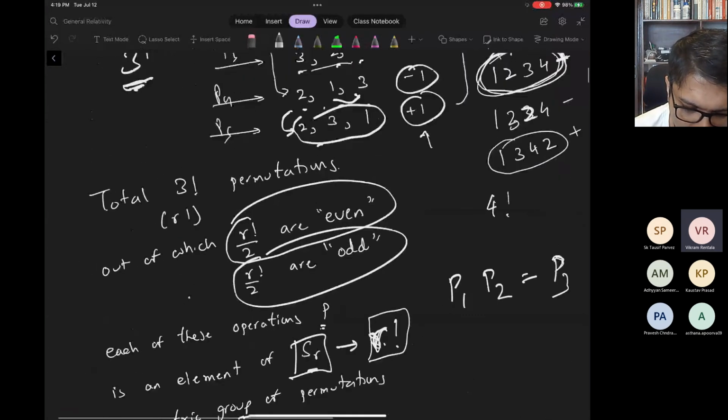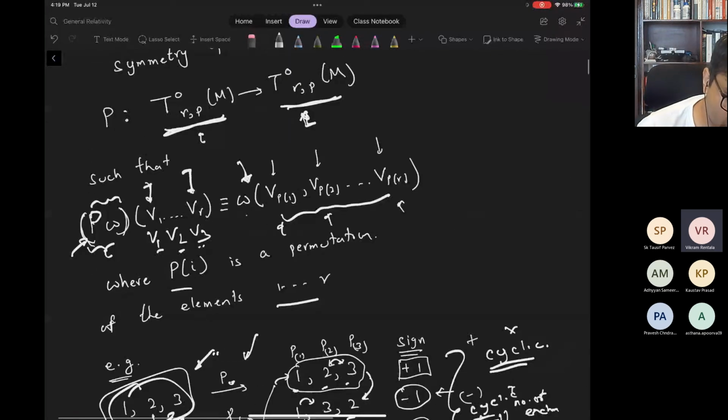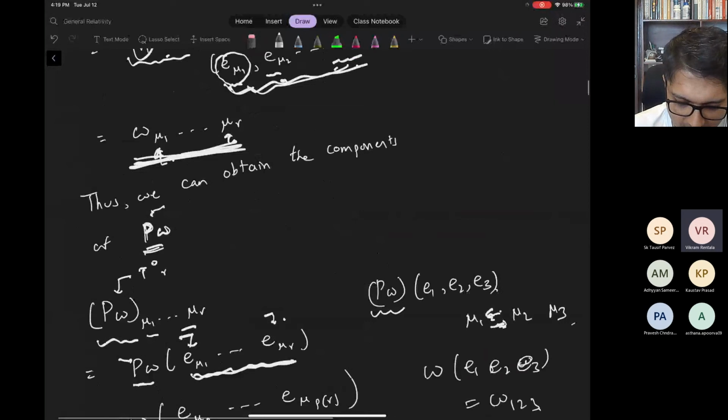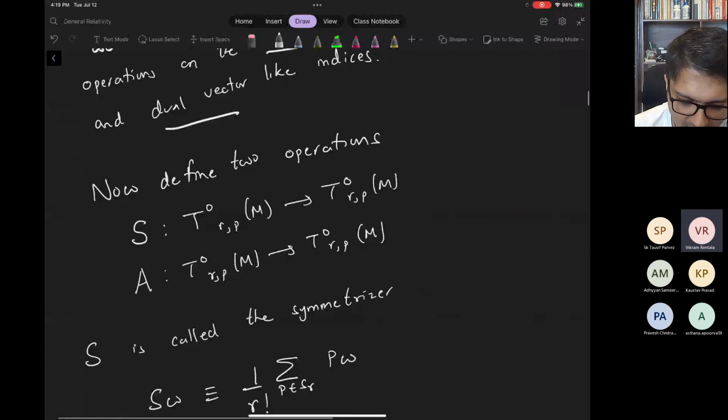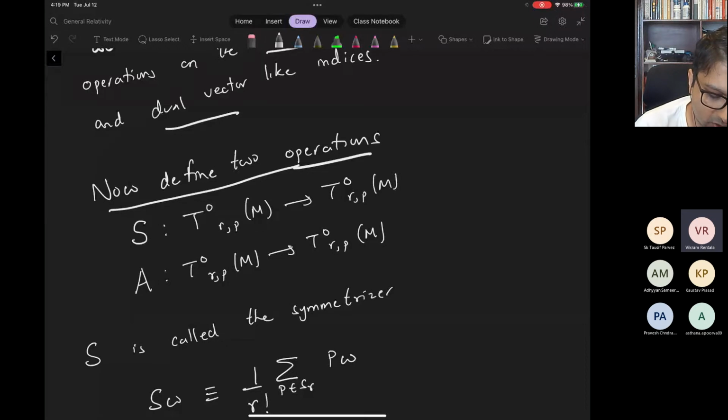So I hope this operation P acting on omega is clear. And now we're going to use this operation to define two more operations. One is called the symmetrizer, and one is called the anti-symmetrizer. So the symmetrizer is if I take a dual tensor of type 0R.